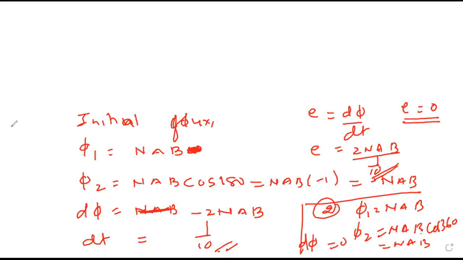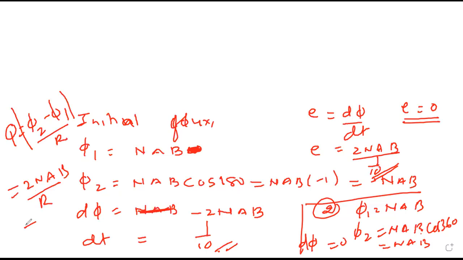Then they want what is charge. Charge Q is phi 2 minus phi 1 upon R in magnitude. Phi 2 is 0. Phi 1 we got as minus 2 NAB. Minus minus will become 2 NAB upon R. R is given 4 ohm.